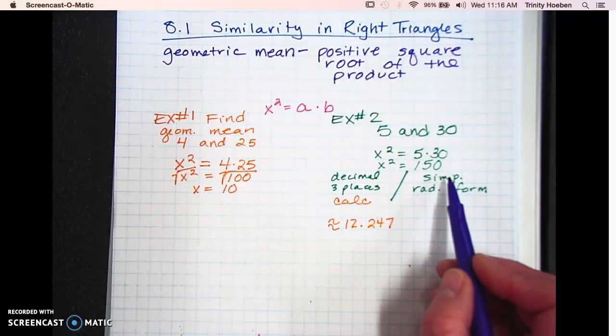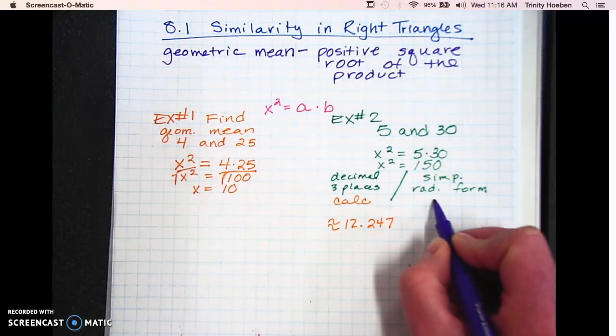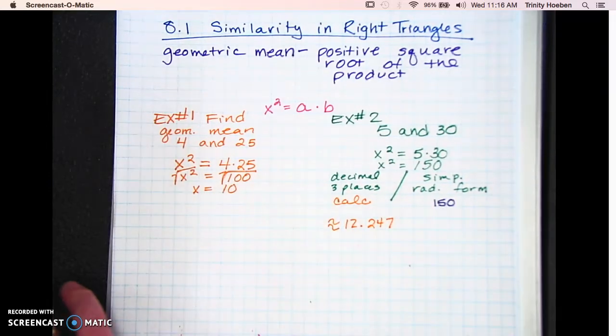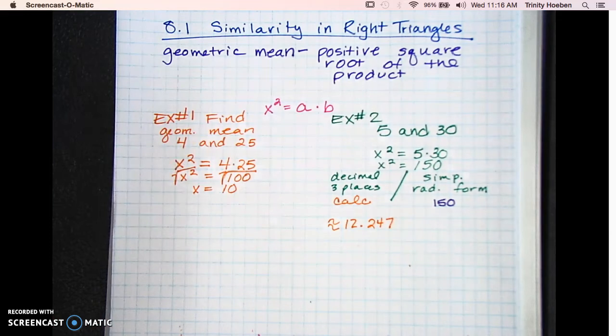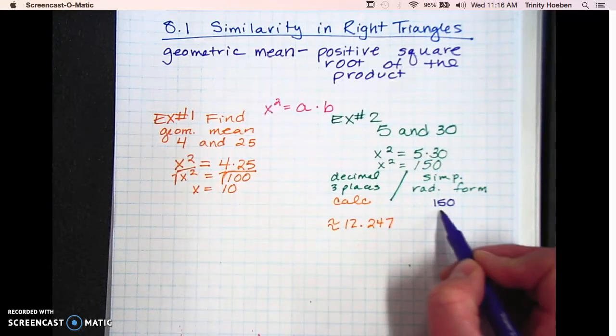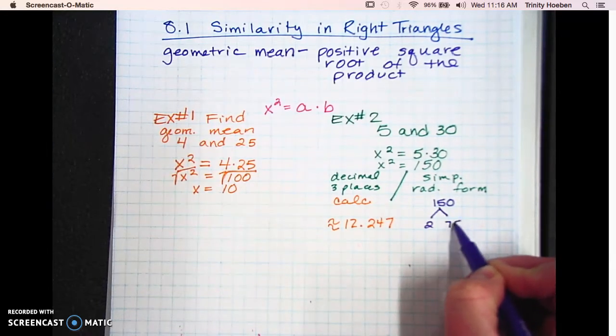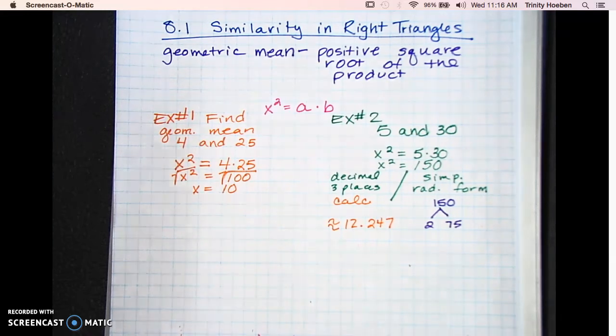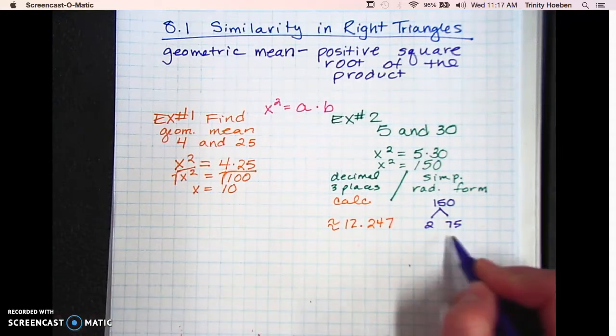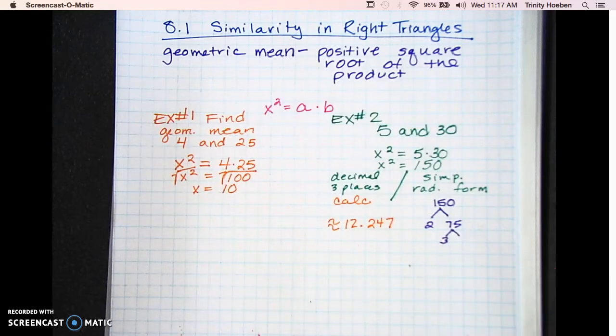The other choice is to write it in simplest radical form. So what you're going to do is you're going to take the 150 and you're going to get what's called the prime factorization. What's the smallest prime number that goes into 150? Well, it's even, right? Because it ends in a 0. So what's the smallest prime number that goes into it? 2. 2 goes into it 75 times. Does 2 go into 75? No. But something else does. What's the next prime number? 5 will go in there, but 3 is smaller, so let's put 3 in there. 3 goes into 75 how many times?